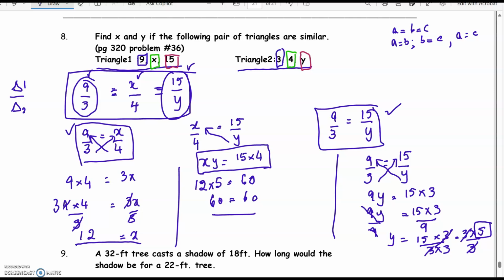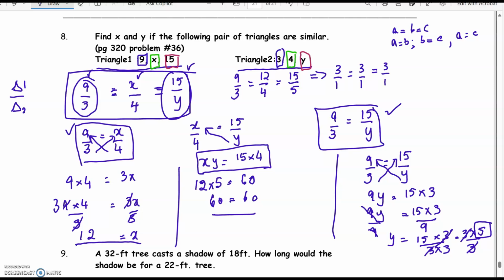Now let's plug the numbers back in so you can see what exactly similar triangles look like. So 9 over 3 is equal to x, which is 12, over 4, which is equal to 15 over y, which is 5. So if I simplify these ratios, I get 3 goes 3 times into 9, so it's 3 over 1. 4 goes 3 times into 12, so that's 3 over 1. 5 goes 3 times into 15.